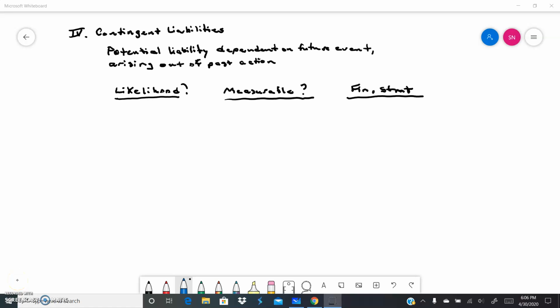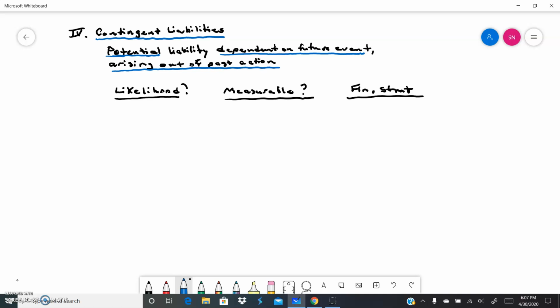So this is chapter 10, part 4, the last section of chapter 10. And here we have our last, fourth type of current liabilities that we're going to be discussing. And these are what's called contingent liabilities. So contingent basically being what's called a potential liability. And again, it's like the word says, contingent upon something. So it's dependent upon a future event, but it's arising out of a past action.